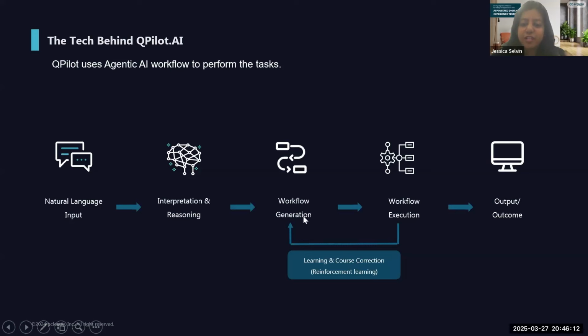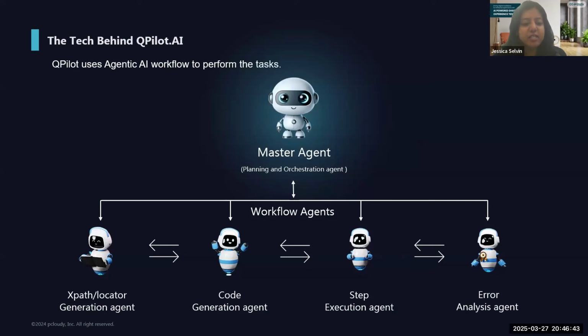The workflow generation and execution is where the feedback loop happens. Generation happens multiple times, it executes, sees if it's working, and if not, gives feedback and fixes it until it gets it right. That is the key differentiator of pCloudy's QPilot, where the accuracy of the script is very high. You have a ready-to-run script, and you don't need to waste hours debugging.